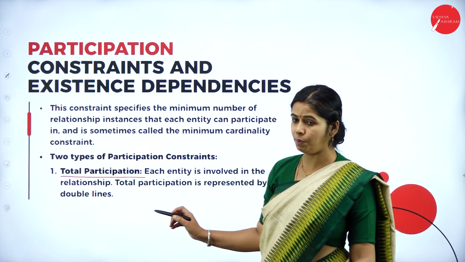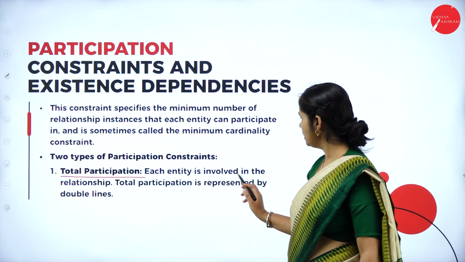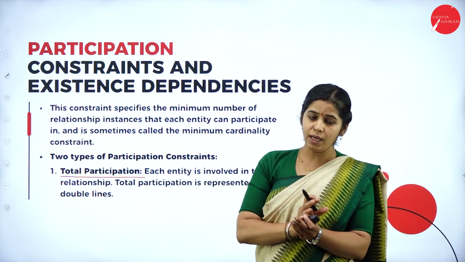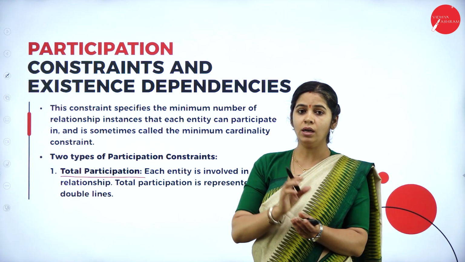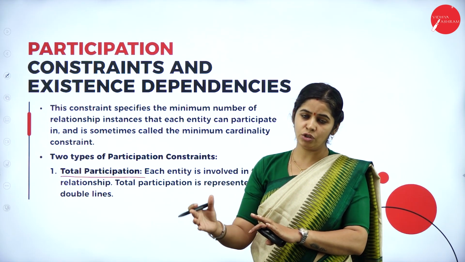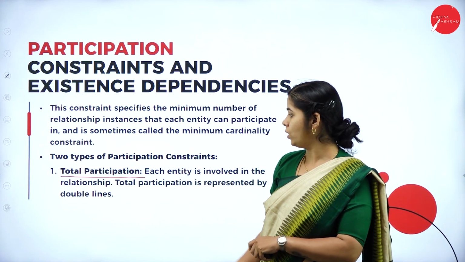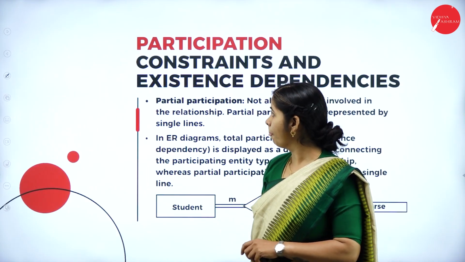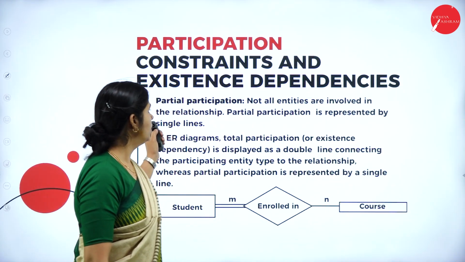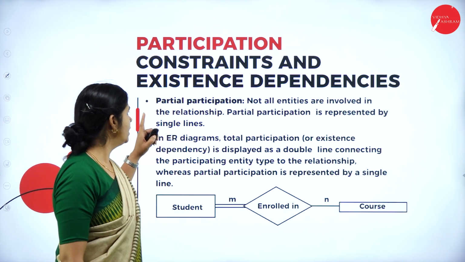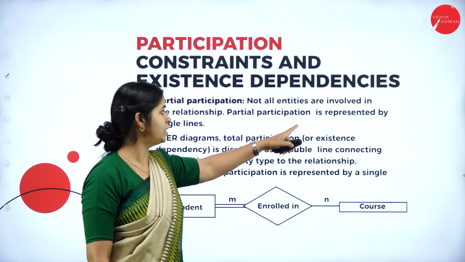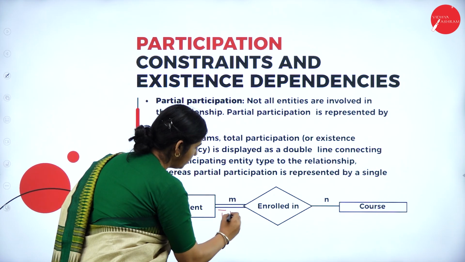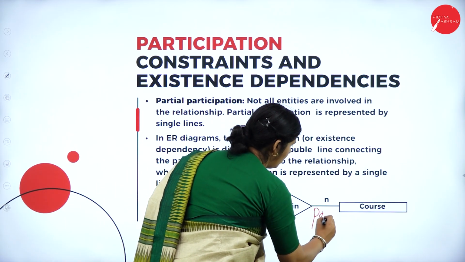What is total participation? Each entity is involved in the relationship. All the entities of entity 1 are having a relationship with another entity, that is total participation, and it is represented with a double line. Then partial participation: not all the entities are involved in the relationship. Partial participation is represented by a single line. This is total participation and this is partial participation.